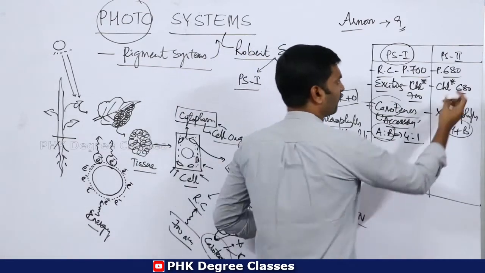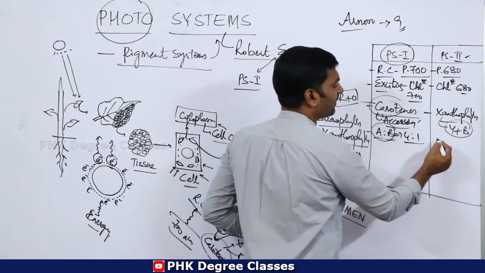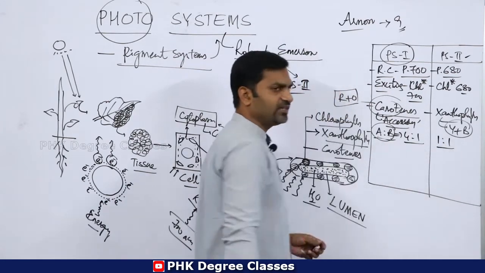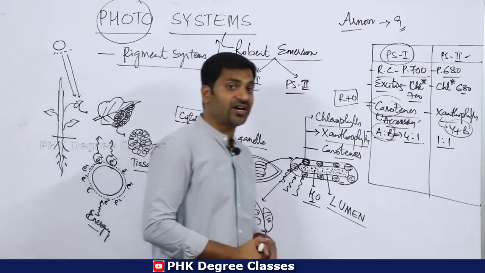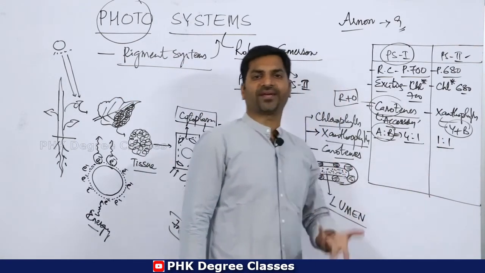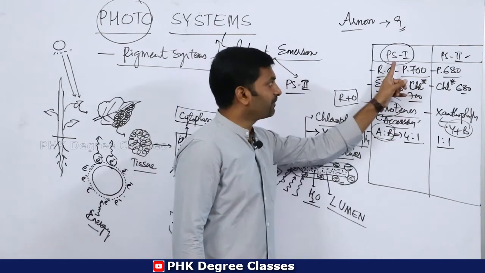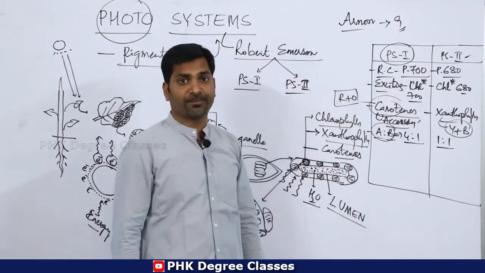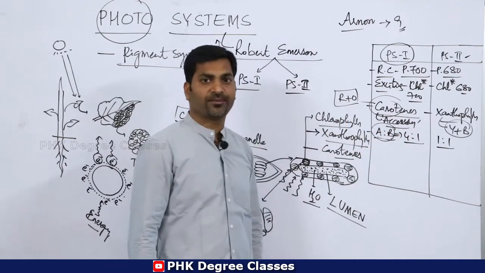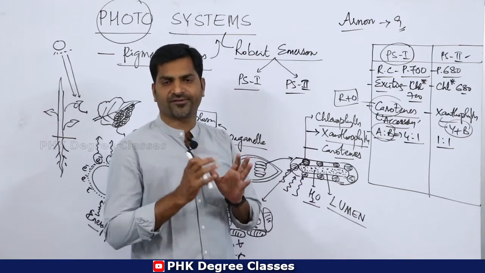Then come to photosystem 2. The ratio between chlorophyll A and B will be 1:1 only. Means what? If 1 chlorophyll A, there will be 1 chlorophyll B. But the ratio differs from PS1 to PS2. Remember, this kind of information can be asked in the competitive examinations like PG entrance exams.